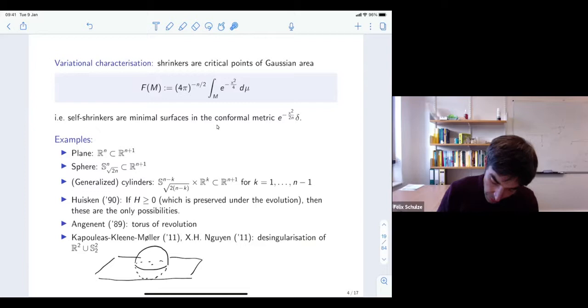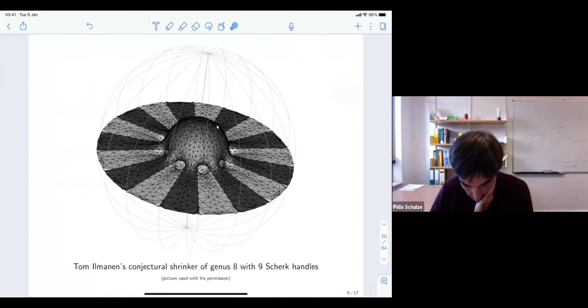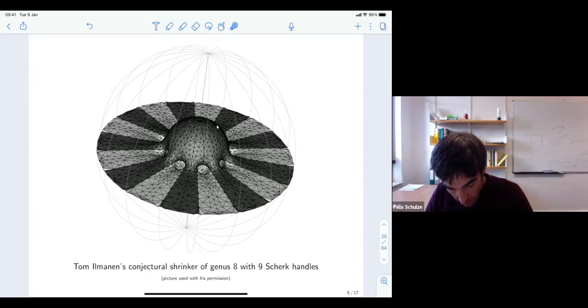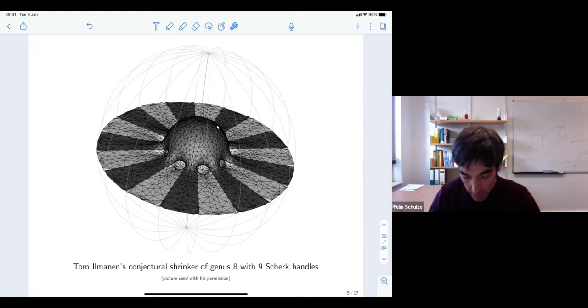And here is a wonderful picture from Tom Ilmanen, out of his lecture notes. Here is how I think he uses the Brakke evolver, if I remember right, to find this picture. So what Kapouleas, Kleene, and Møller and Nguyen proved is that you can take the genus very, very large. Then you find something like this. I think it's not clear if you can find it with exactly this configuration here.